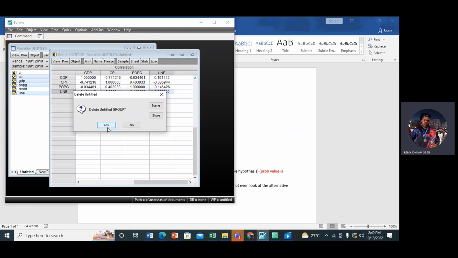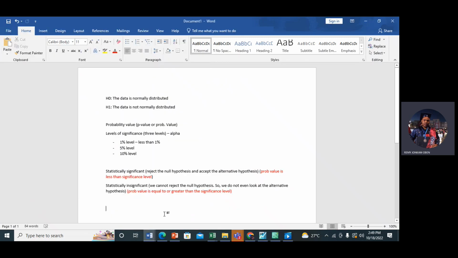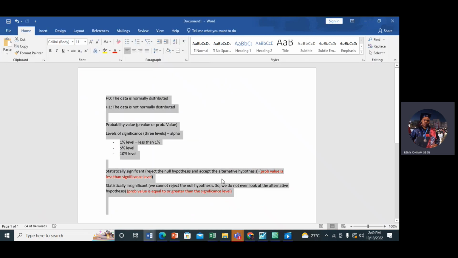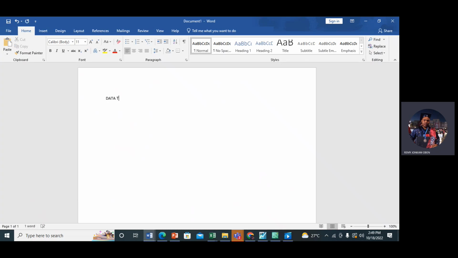So I'm closing this. Okay, so let me delete this. What I'm going to show you now is data transformation. So our data can be in raw form, or we can transform the data. So we can have raw data and transformed data.